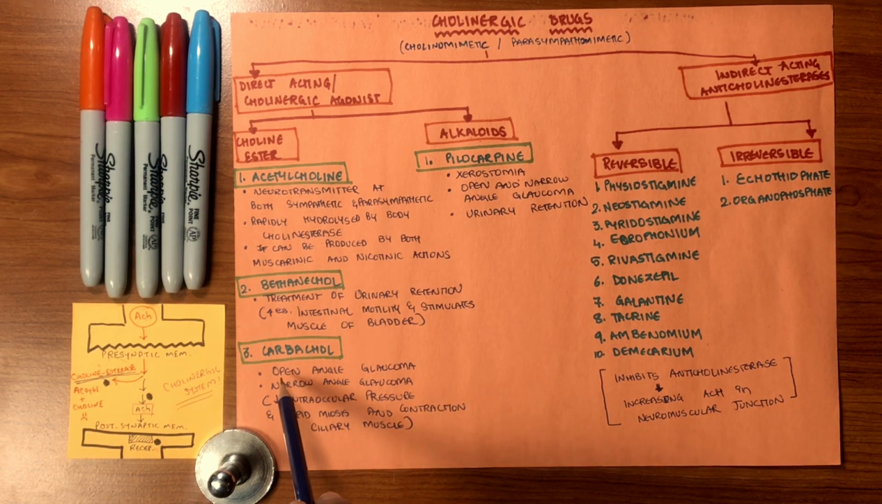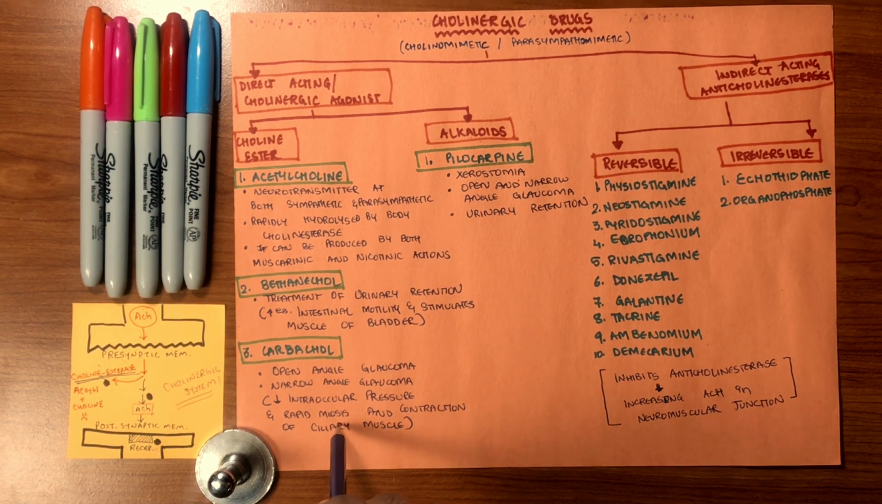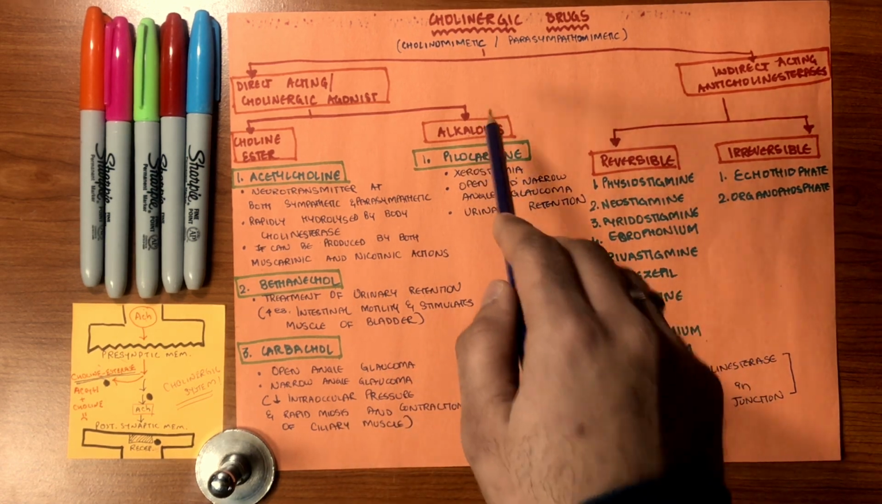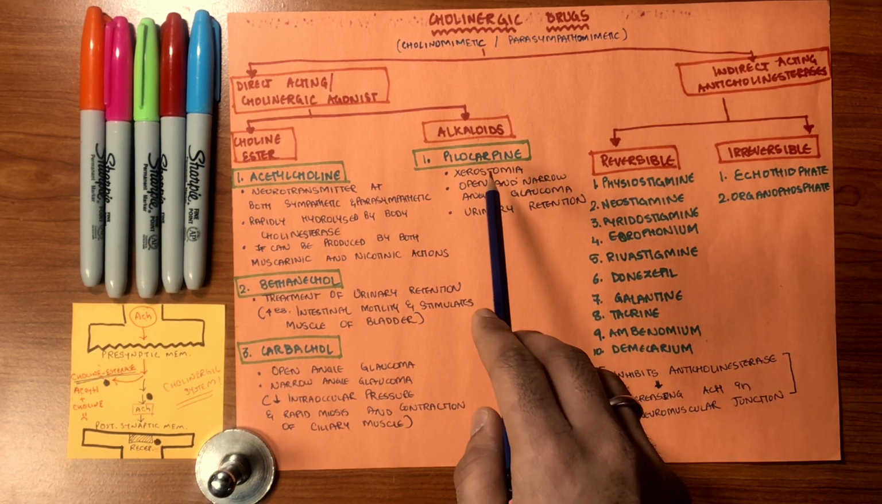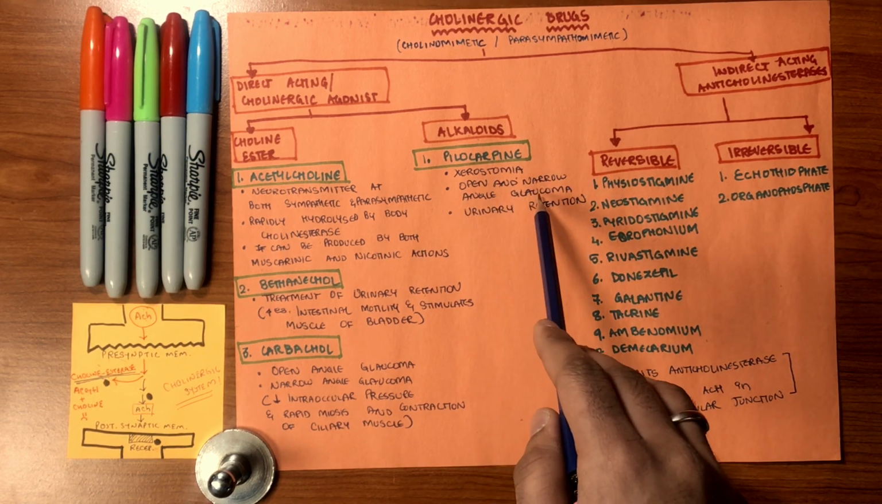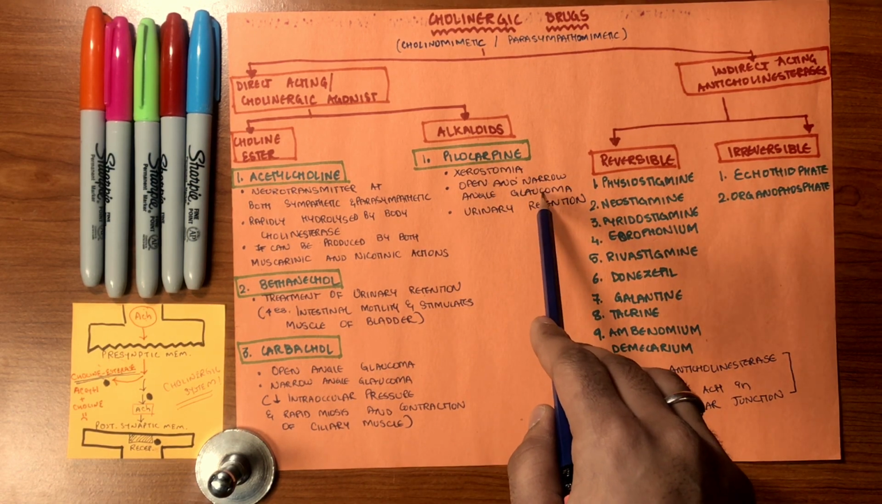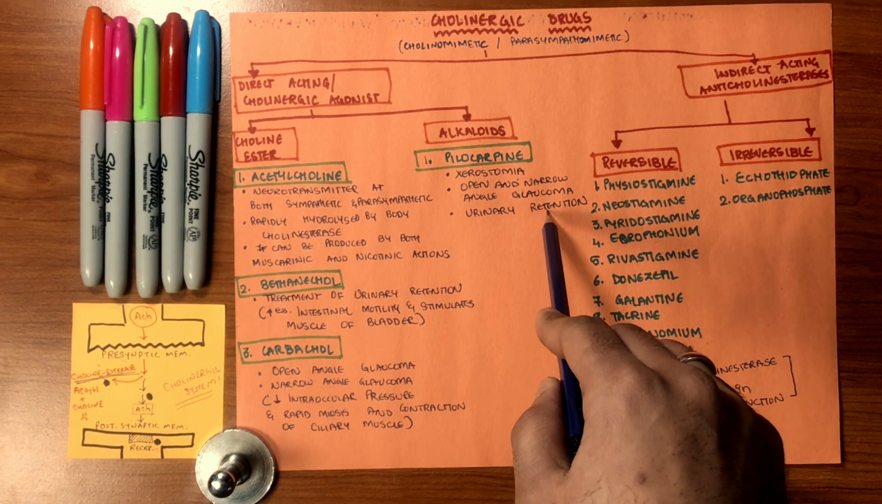Carbachol is used in open angle glaucoma and narrow angle glaucoma. Therefore, it reduces the intraocular pressure and causes rapid miosis, which is the constriction of the pupil and ciliary muscle. Pilocarpine, from the alkaloids, is used in treatment of xerostomia, therefore increasing salivary gland production, open and narrow angle glaucoma, decreasing the intraocular pressure, and urinary retention by increasing the urine output.